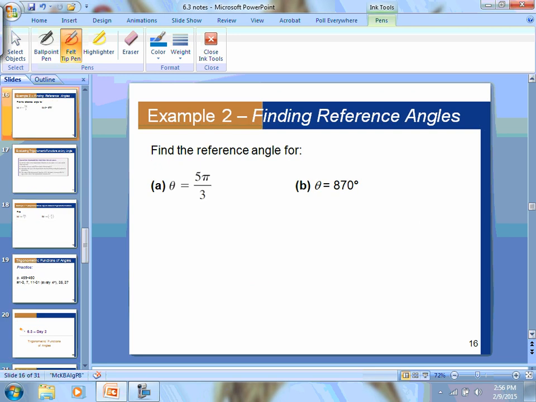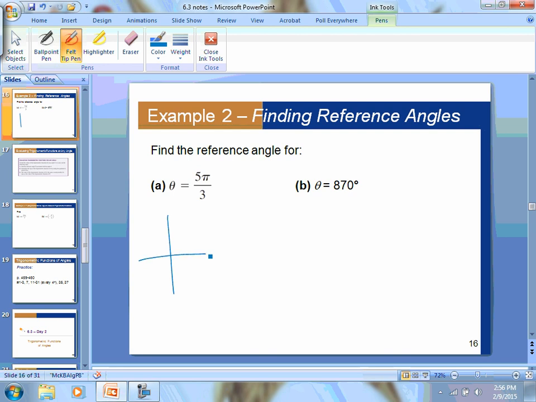Okay, so find the reference angle. They're going to have you do a couple problems like this in the homework just to practice, just to refresh your memory on a reference angle. And again, they're going to give you some measurements in radians and some in degrees. Okay, so we've done this before with the radians.